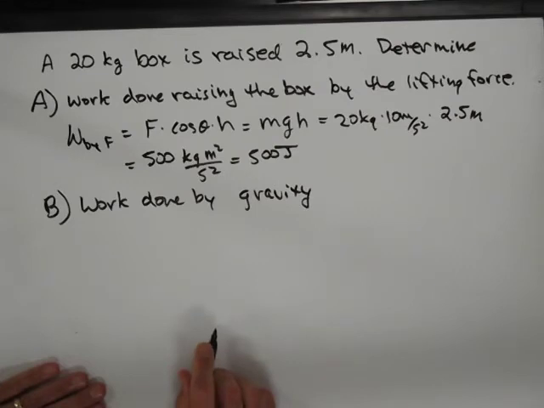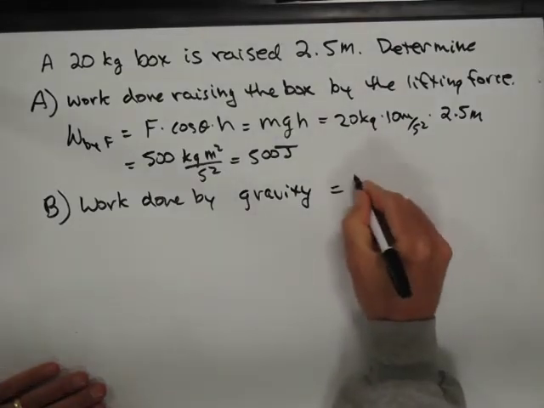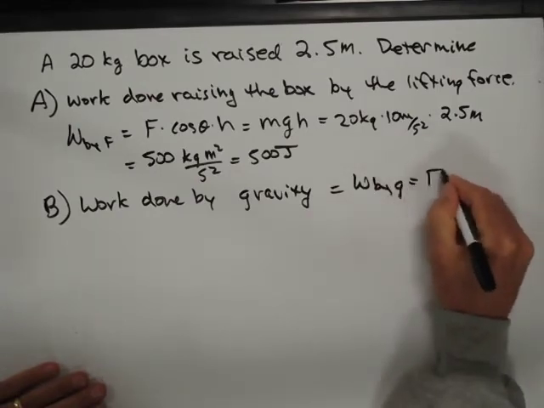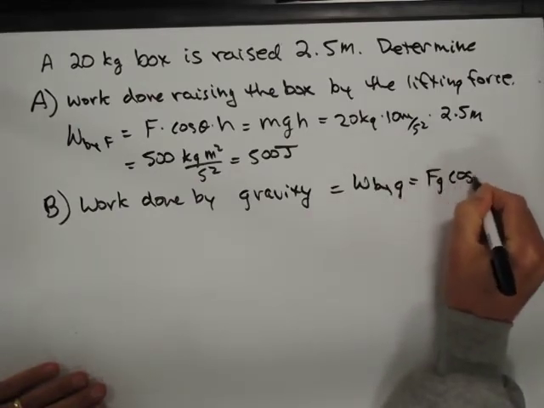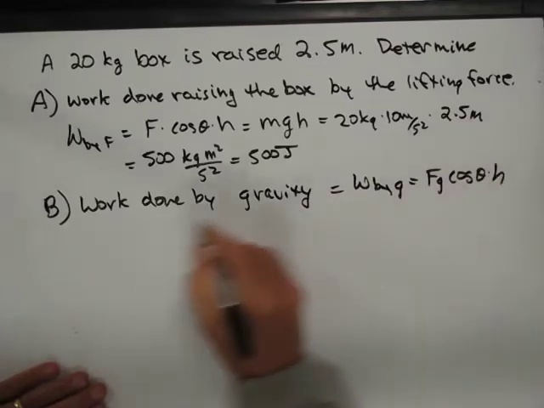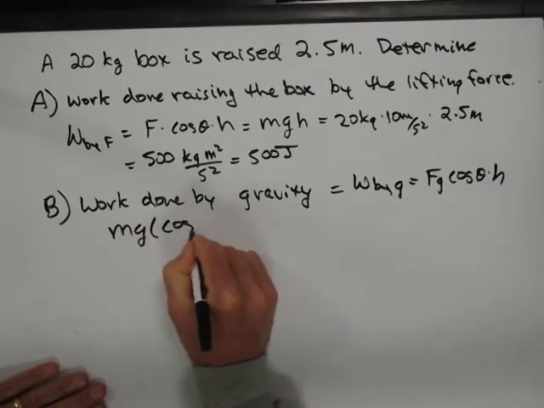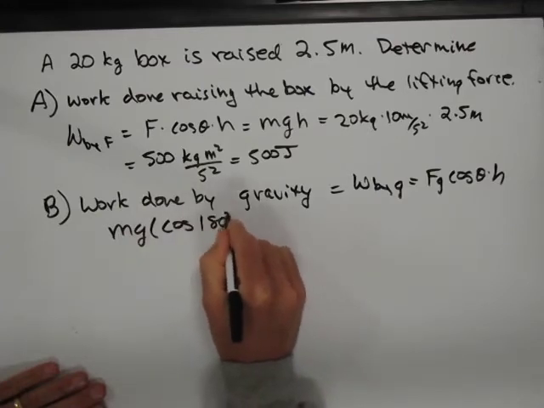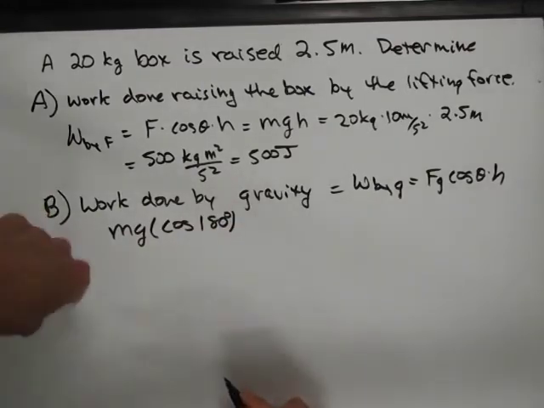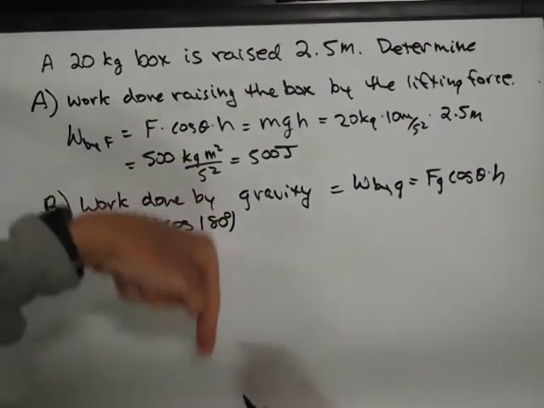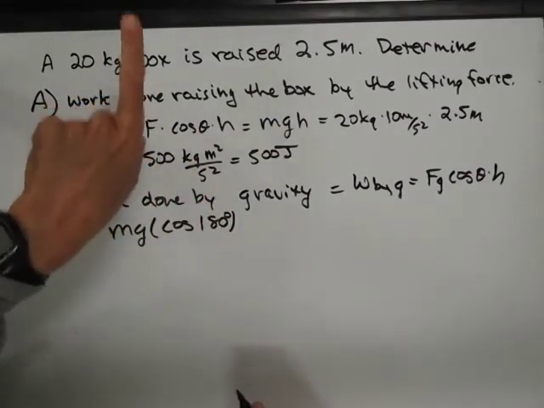So the work done by gravity is equal to the force of gravity times cosine theta times the height, right? And that's just mg times cosine of 180 degrees, because gravity is pushing down, but the object is going up, right? Gravity is pushing down on the box, and the box is moving up.